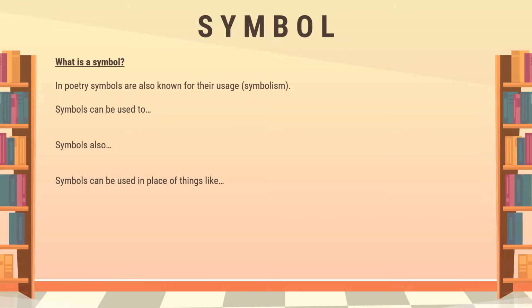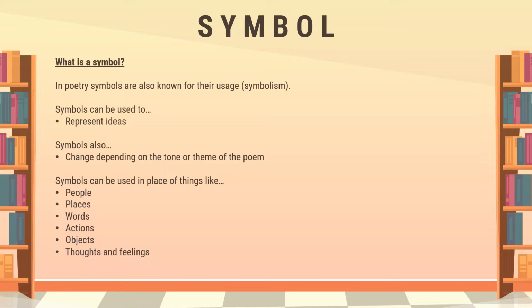Let's start with a symbol. So our first question is, what is a symbol? In poetry, symbols are known for their usage of symbolism. Symbols can be used to represent ideas. Symbols also change depending on the tone or the theme of the poem. Symbols can be used in place of things like people, places, words, actions, objects, thoughts, or feelings.